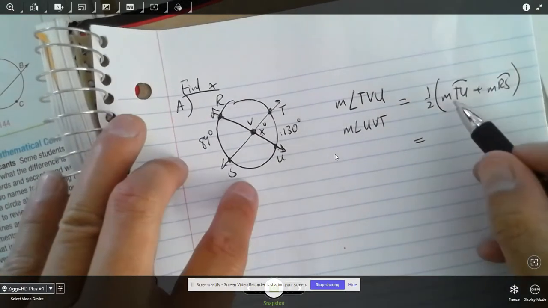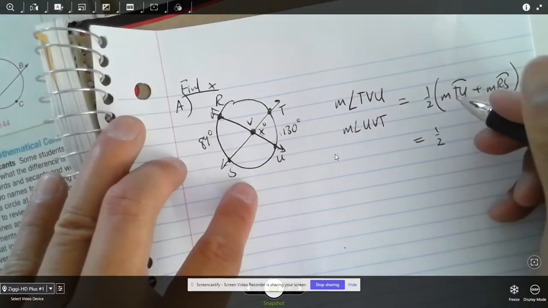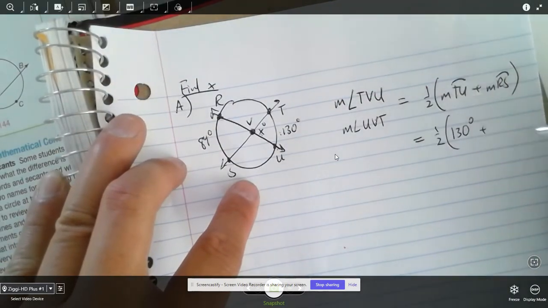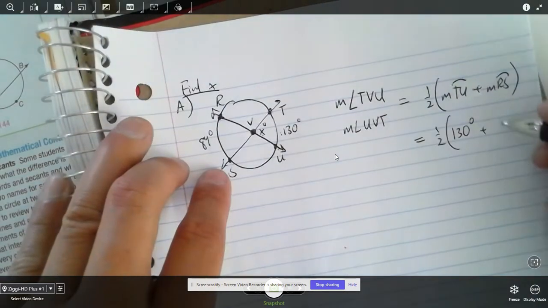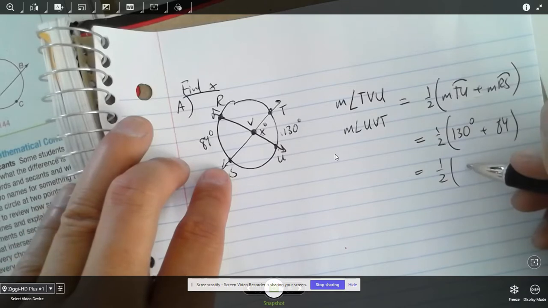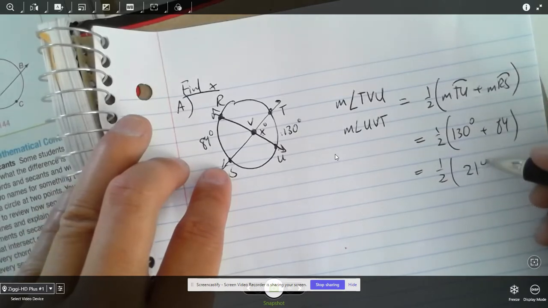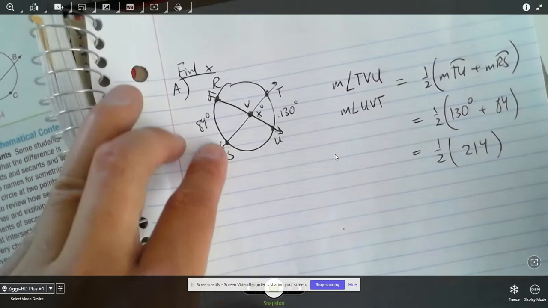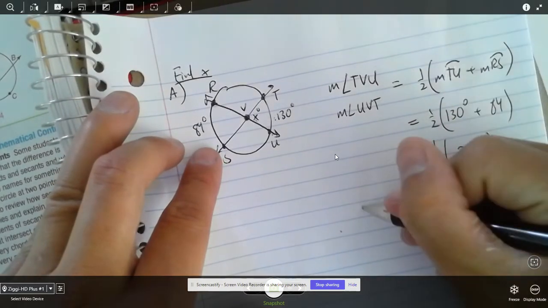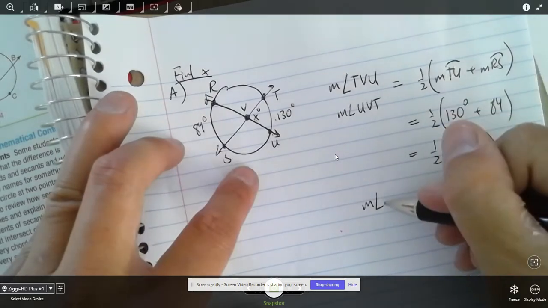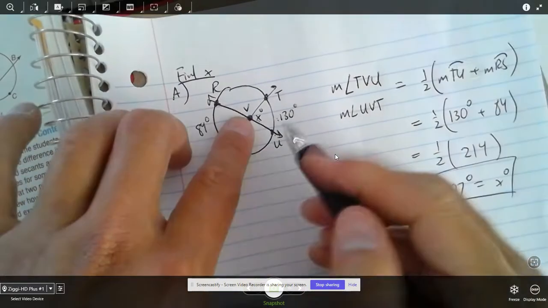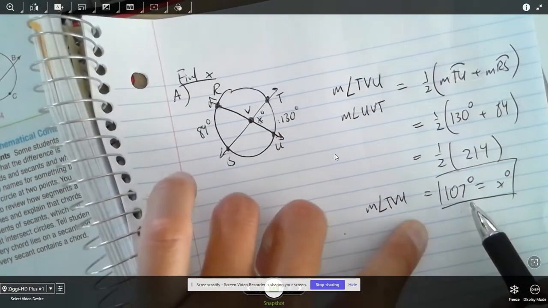And let's just substitute that now. TU is 130 degrees plus RS, which is 84. If I do some quick math, I believe that's 214, yes? 214. And then if I took the half of that, that's basically 107 degrees. That is the measure of the angle UVT or TVU, or basically X degrees, which we were trying to look for. I don't know what X degrees was. I just found it. It's 107 degrees, okay?